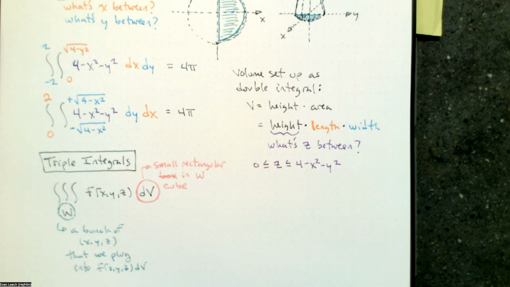And we do it the same way we did with the double integral. We say what's x between, what's y between, and what's z between.